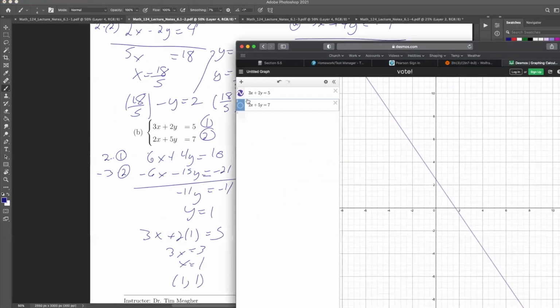sorry, I have it pre-typed in. So here we have 2x plus 2y equals 5. We have this line, and then we have this one, 2x plus 5y equals this. And so if I graph these, these are the lines I get. And here, notice the intersection is 1, 1. Well, that's our solution, right? That's our solution.